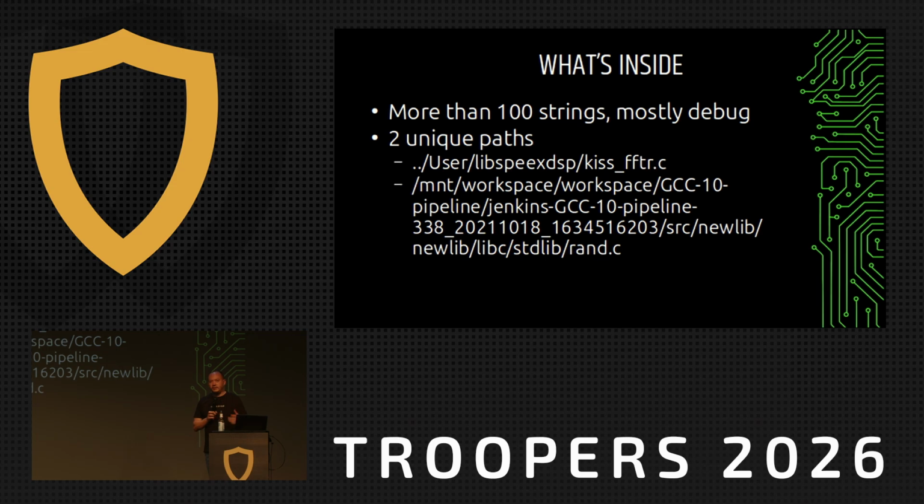And inside, we really do have a lot of strings. In this relatively small or large firmware, depending on how you look at it, about one string per kilobyte, right? Which isn't that bad at all. There are also two unique paths in there. We have the fast Fourier transform library by KISS. It's open source. And we have also another open source component, a randomization function that randomizes stuff.